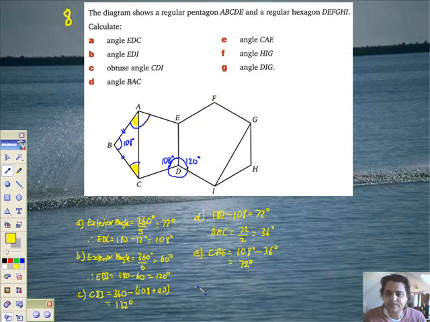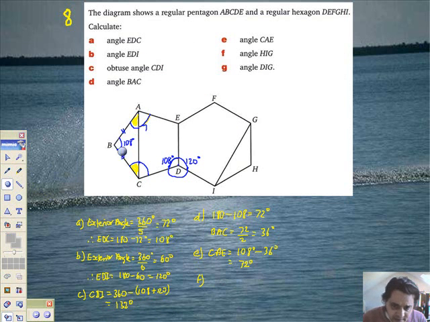72 degrees. F. Calculate angle. Let's just write it in, just in case I've got to use it. So that's 72. Oh, sorry, 72. That's 72.